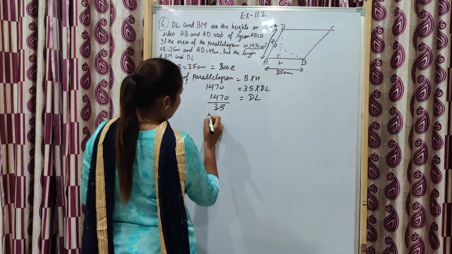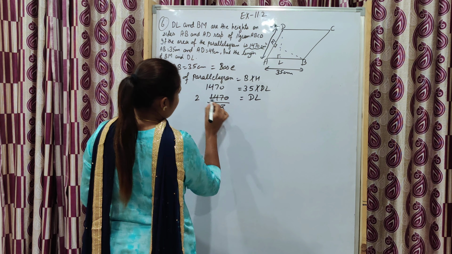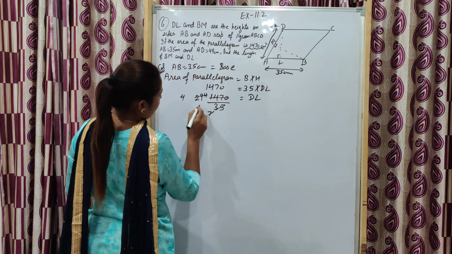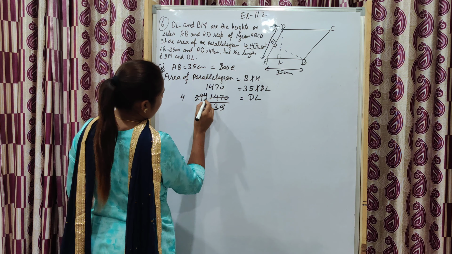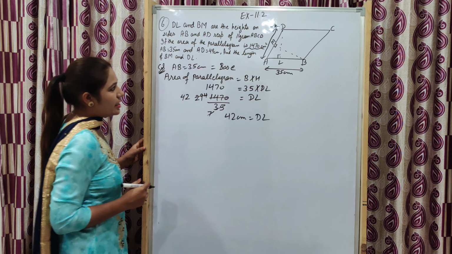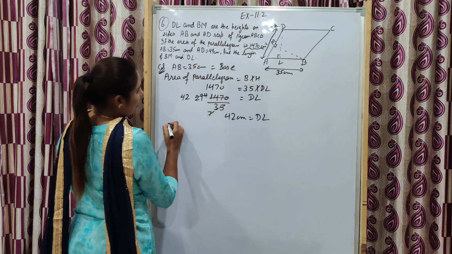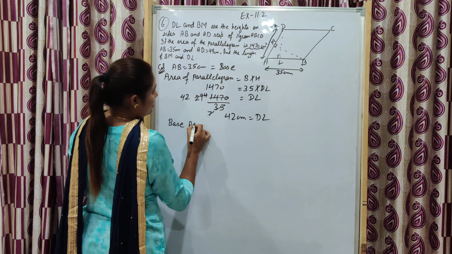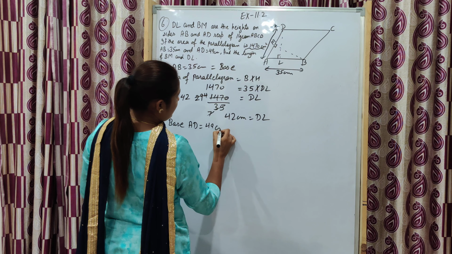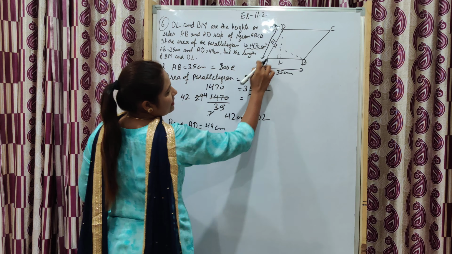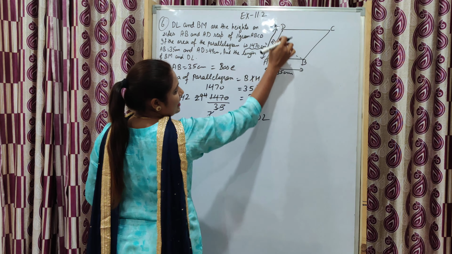So now we cancel it on the table of 5. Then again on the table of 7. So we will get 42 centimeter, that is DL, and DL is the height. So now I find the DL, now I will find BM. Again I will write, now I will take base AD, that is 49 centimeter, and height we don't know. If I will take base AD, then height I will take BM. And that we don't know, we have to find.